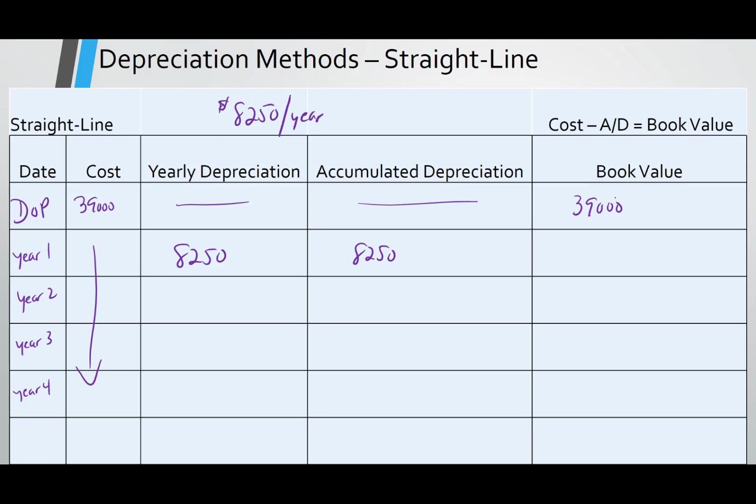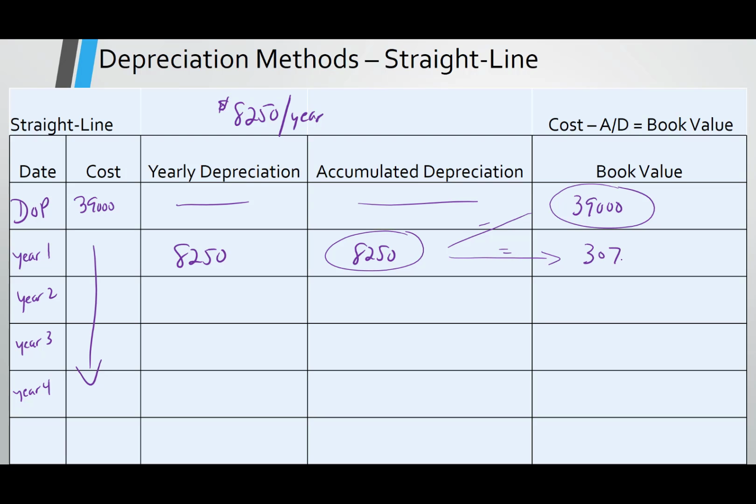So that minus that equals $30,750. All right, let me erase this. Once you can see that there, we'll go back and be able to do some different things there.